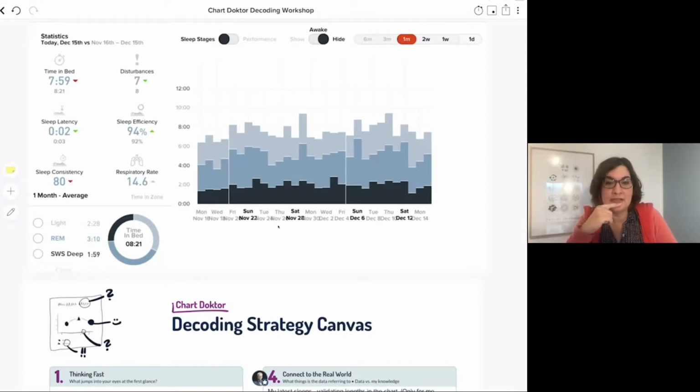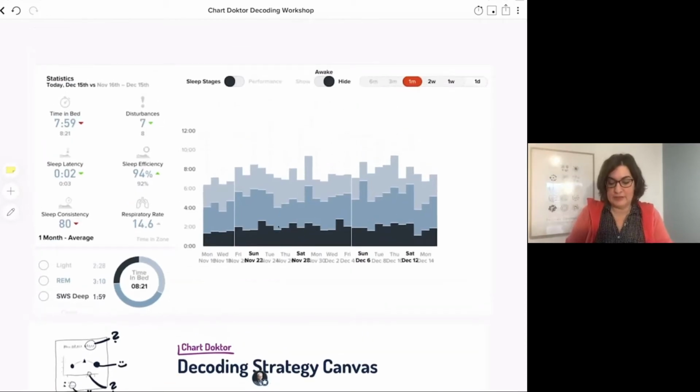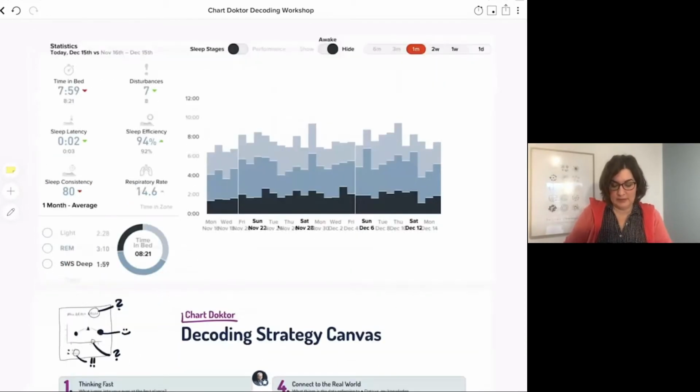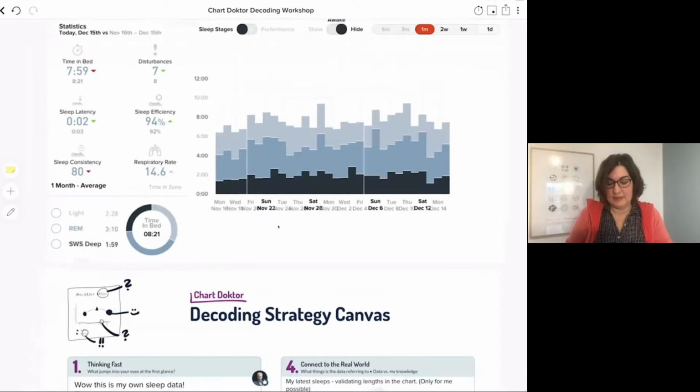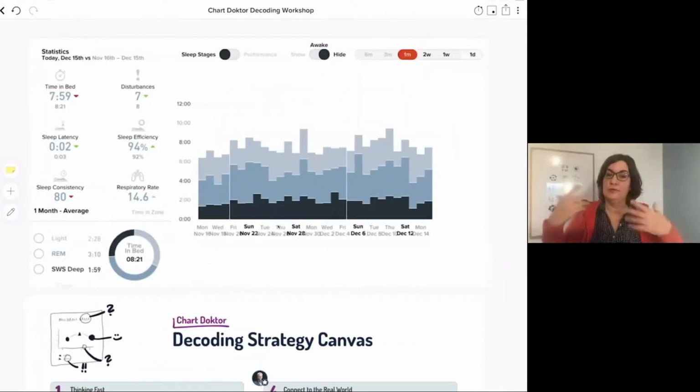And I just found out a couple of days ago about this graph. I didn't know that it exists. And I thought it's pretty interesting. So I selected this for today for you. So let's go through step by step. First step is thinking fast. I don't know what you see if you just look for like 3 seconds at this graph.